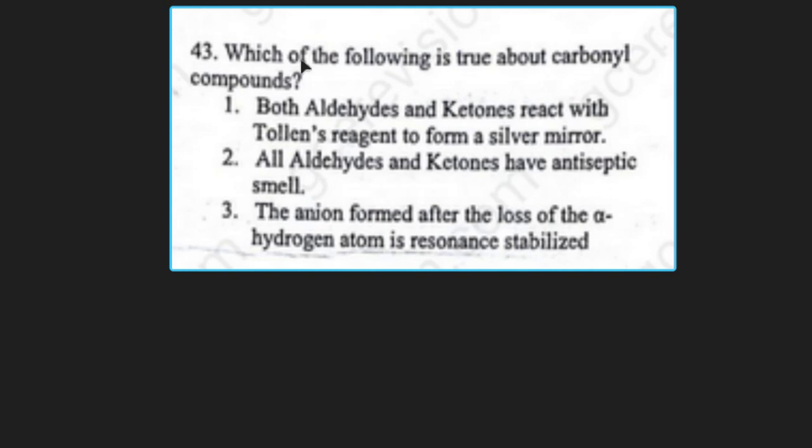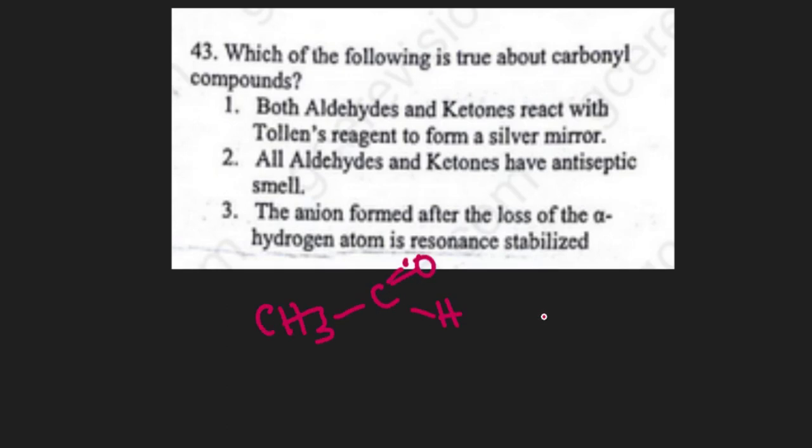Question 43. Which of the following is true about carbonyl compounds? For carbonyl compounds, we have aldehydes and ketones. They are telling us which of the following will be true for both the carbonyl compounds. They say both aldehydes and ketones react with Tollens' reagent to form a silver mirror. That's not true. Tollens' reagent is ammoniacal silver nitrate. Only aldehydes will give a silver mirror with Tollens' reagent, and ketones will not, because there is a hydrogen atom directly attached to the carbonyl carbon in aldehydes.